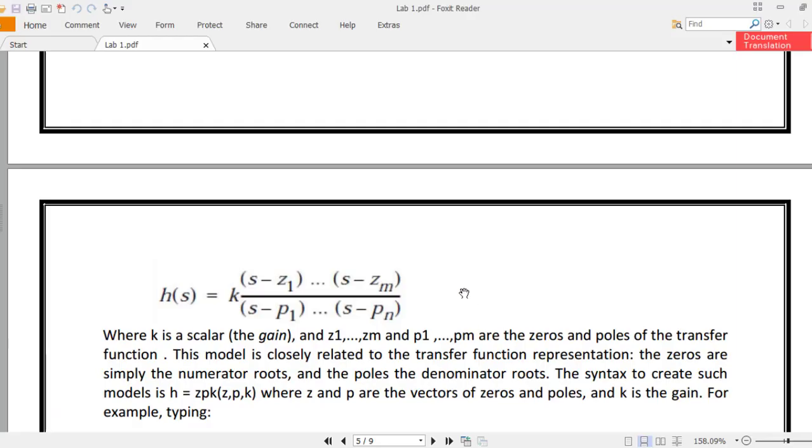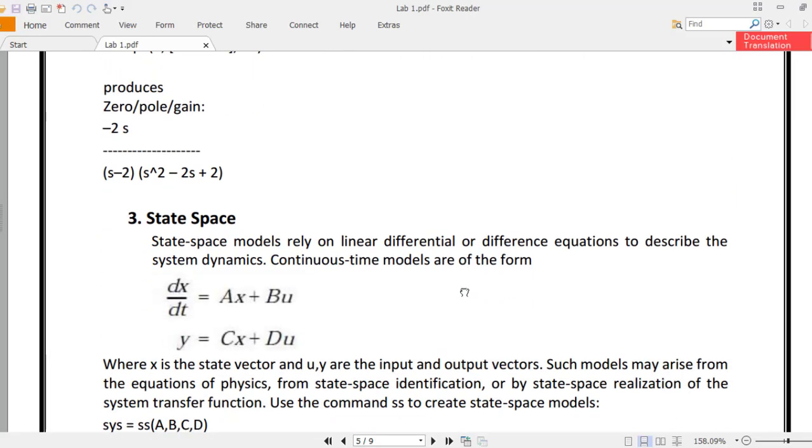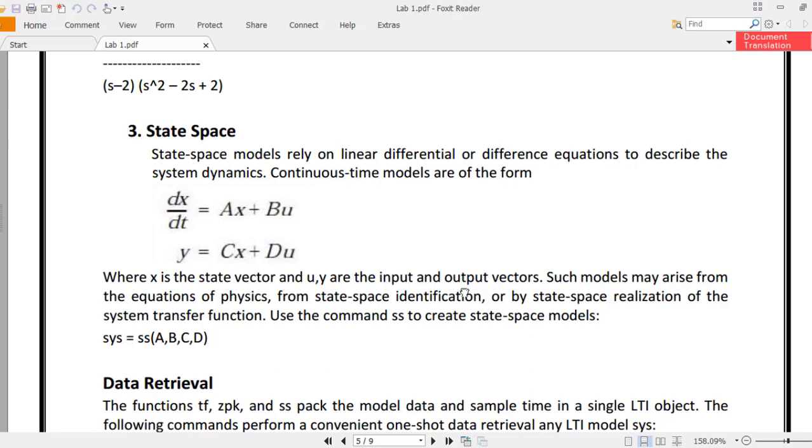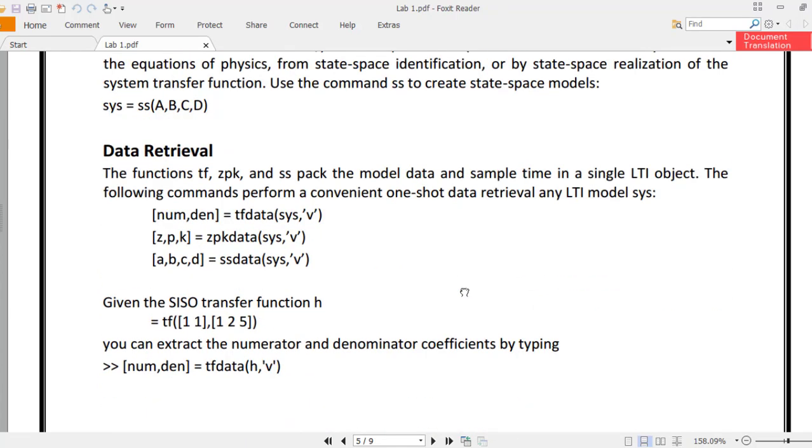Okay, so we move back to our manual. This is the state space model. We'll discuss it separately in a coming lab, in lab 3 or lab 4, I guess, so you don't need to worry about it. We'll discuss it over there in detail. So this is about data retrieval. You don't need it much in the lab, but you should know what it means.